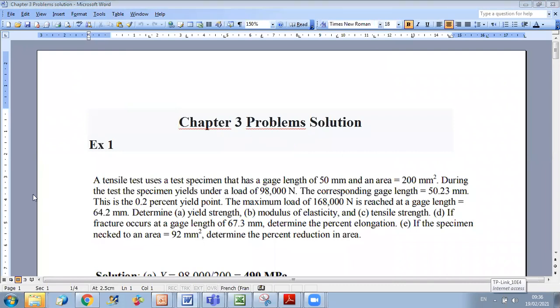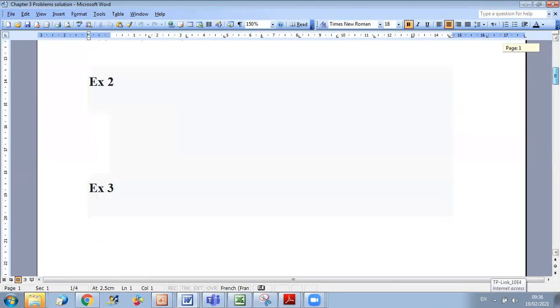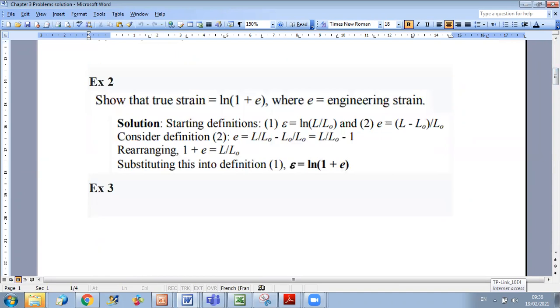I will not start by the first problem because it will require a lot of time. So I will try to start by easy problems that will not take a lot of time so that we will be able to finish. Okay, so we need first to show the following relation. We need to show that the true strain is equal to ln of 1 plus the engineering strain.